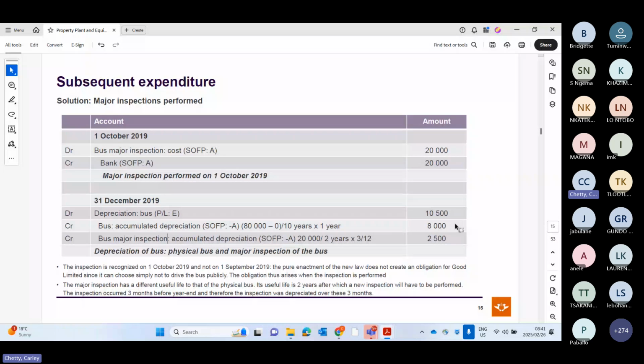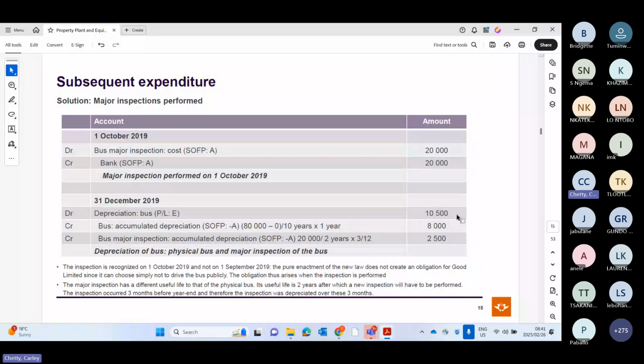So now we have accumulated depreciation relating to the bus, and we have accumulated depreciation relating to the major inspection. We can add those two together and then debit the depreciation account with 10,500.